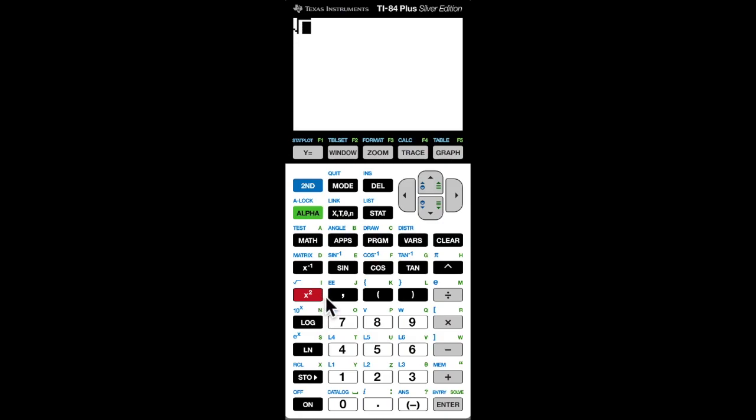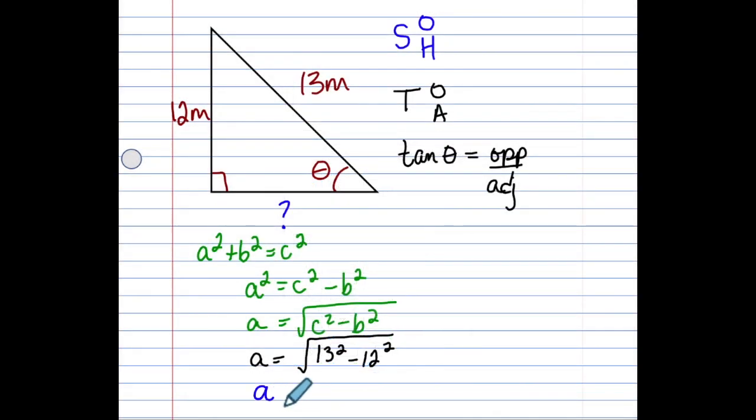The square root of 13 squared, subtract 12 squared, equals 5, and the leg would be a is equal to 5. This adjacent side is equal to 5. We have tangent of the angle equals 12 opposite over 5 adjacent. Remember, that's opposite and this is adjacent.